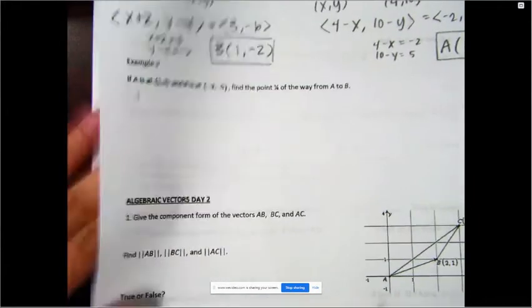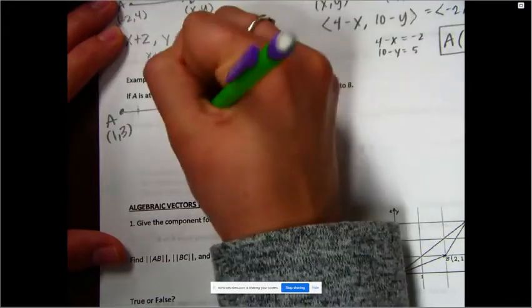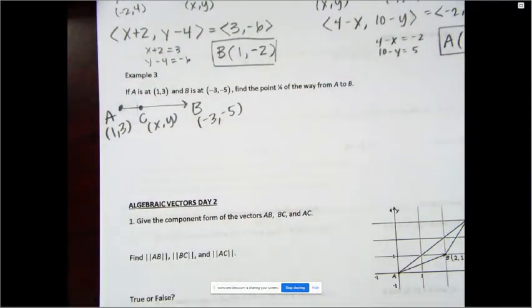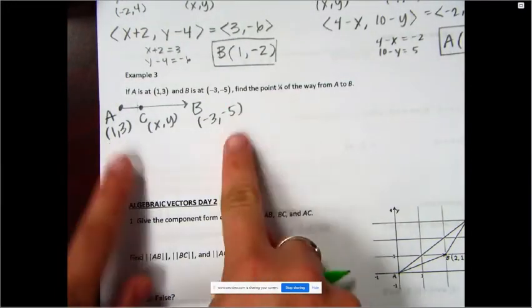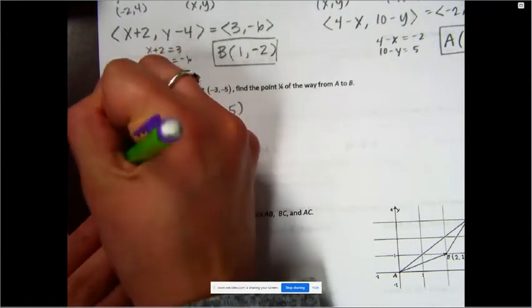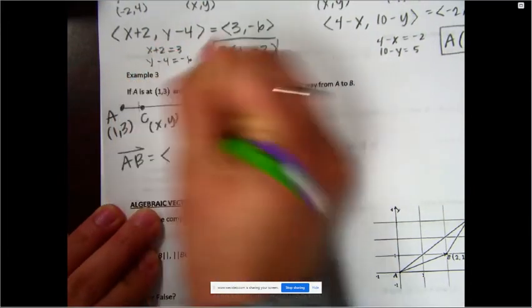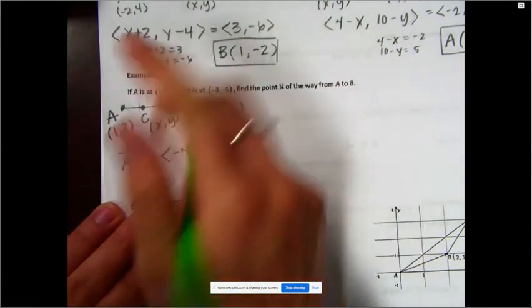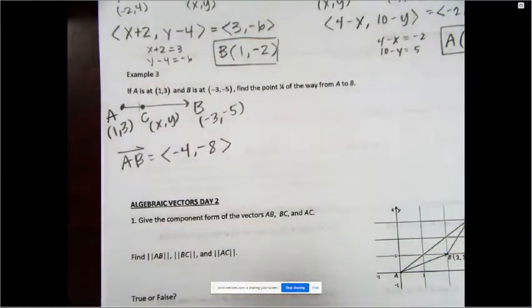So the first thing we're going to do is let me draw what's going on. I have vector AB. A is at 1, 3. B is at negative 3, negative 5. And I'm trying to find a point a fourth of the way. Let's name her C. We don't know her. Okay, first thing is let's find vector AB. So if you do negative 3 minus 1, that's negative 4. Negative 5 minus 3, that's negative 8.